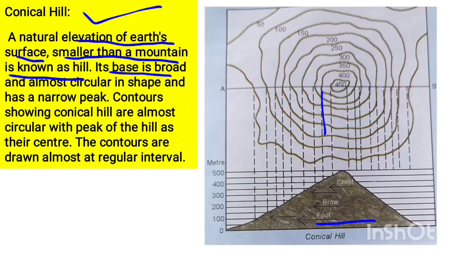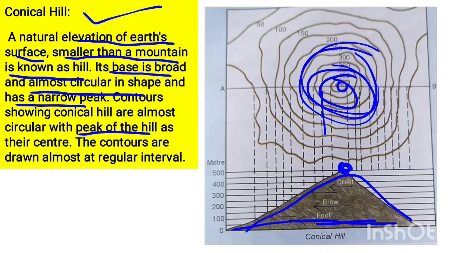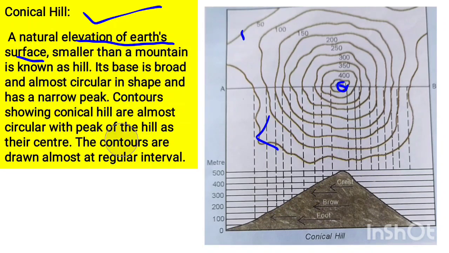Its base is broad and almost circular in shape, and it has a narrow peak. If you see this, it has a narrow peak, and the contours showing a conical hill are also closely spaced to each other, with a peak at the top of the hill. If you see this, the interval between two contours is 50 meters: 50, 100, 150, 200. In this way they are close to each other, as shown in this picture, and the contours are drawn at almost regular intervals.